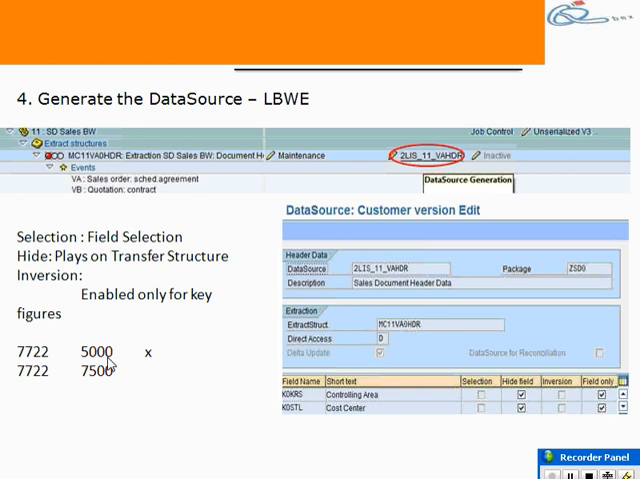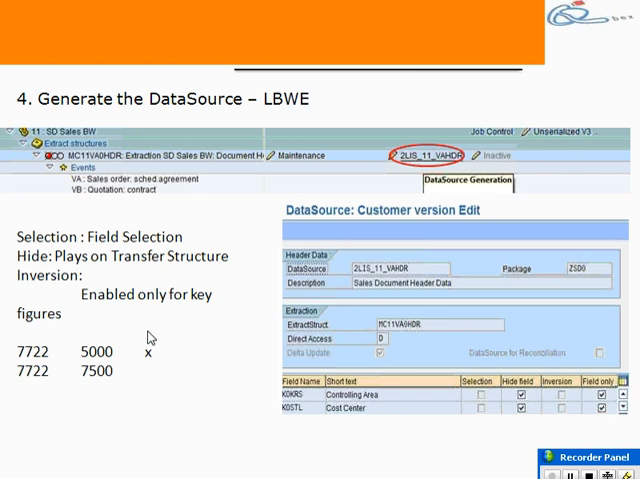Suppose you don't enable the inversion checkbox. What happens? This will come as it is. Already we have 5,000 in the queue. Again 5,000 and 7,500 come in. What is the value now? 17,500. Do you understand the inversion checkbox now?